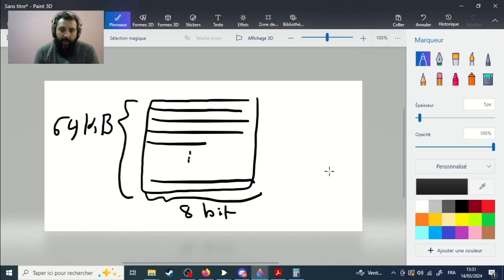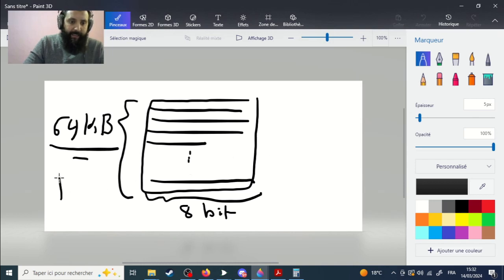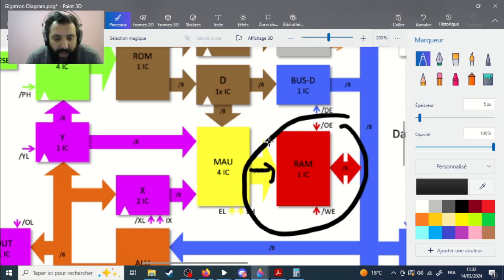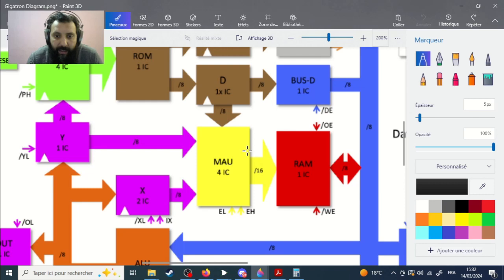It is the normal width of a memory cell, 8 bits. It's different from the ROM. We have 8 bits here, and we have 64 KB. We need to address 64K cells, so like the ROM, we need 16 bits of address. Those 16 bits are synthesized by the MAU. The MAU is the unit responsible for synthesizing the address.